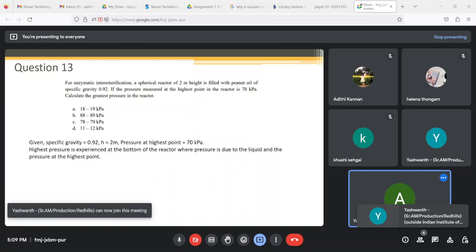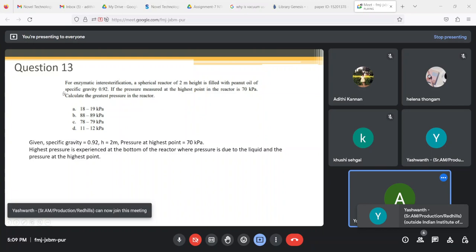So you have a long height of the liquid also. That liquid will impart pressure at the bottom, and apart from that pressure, you will also have pressure at the top of the reactor. So both these pressures will be acting at the bottommost point, and hence that bottommost point will be the point having the highest pressure. So we need to calculate the pressure at the bottommost point of the reactor.